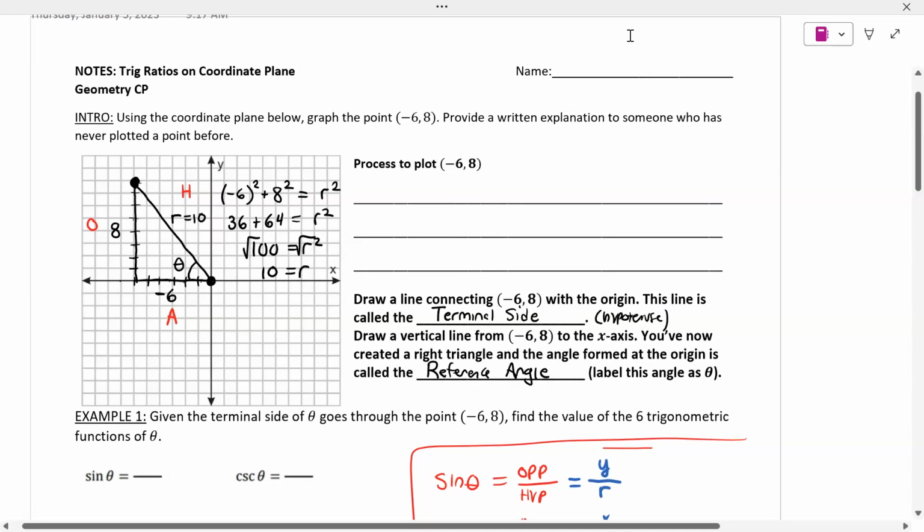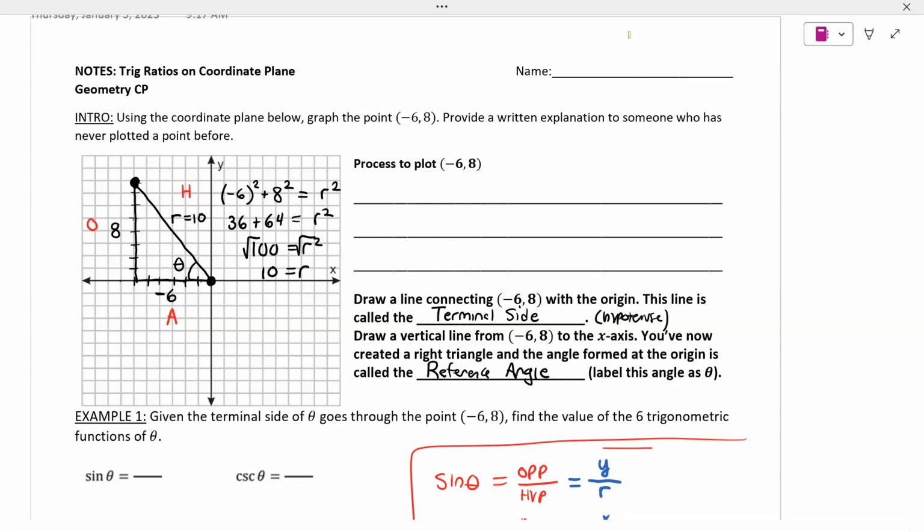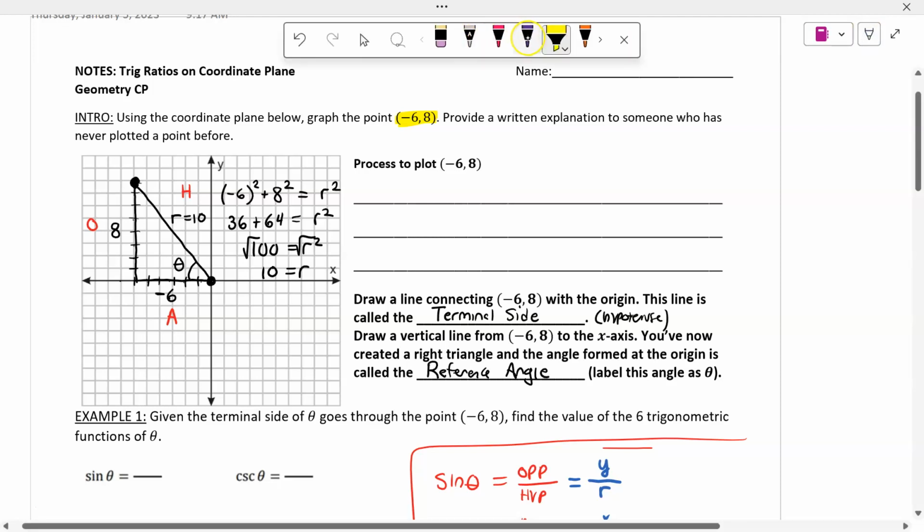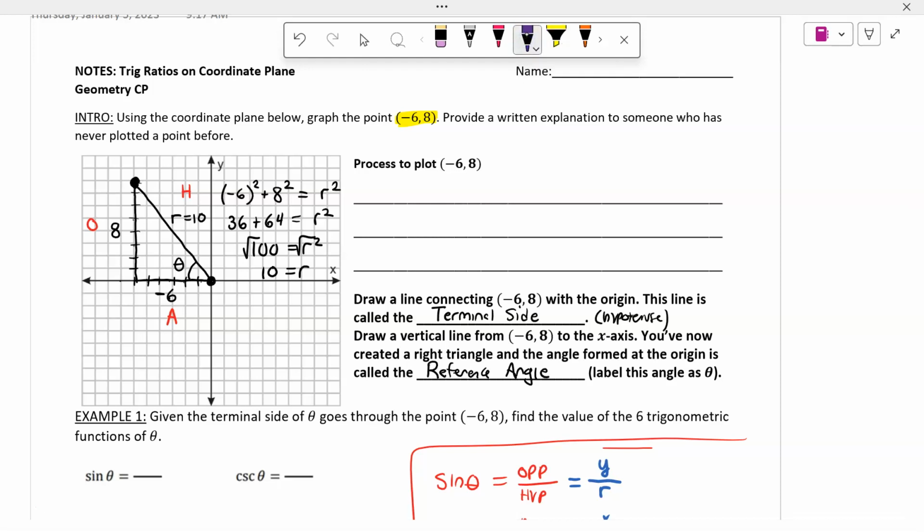So what it's going to ask you to do first and foremost is graph the point, in this case, looks like (-6, 8), on the coordinate plane. From there, it wants us to apply what we know about SOHCAHTOA in order to solve for the 6 different trigonometric ratios: sine, cosine, tangent, and of course their reciprocals. But before we do that, a little bit of terminology and background info.